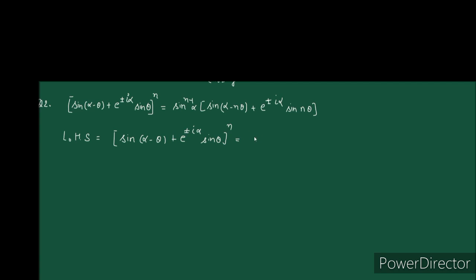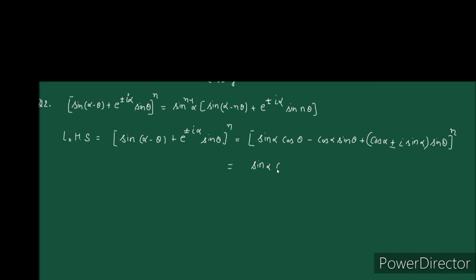Okay, so you can open this as, apply the sine alpha minus theta formula, sine a cos b minus cos a sine b. Okay, and you can use e raised to power iota alpha as cos alpha plus iota sine alpha, and for the negative side you can rewrite this as cos alpha minus iota sine alpha, multiplied by sine theta raised to power n. Okay, now simplify this.